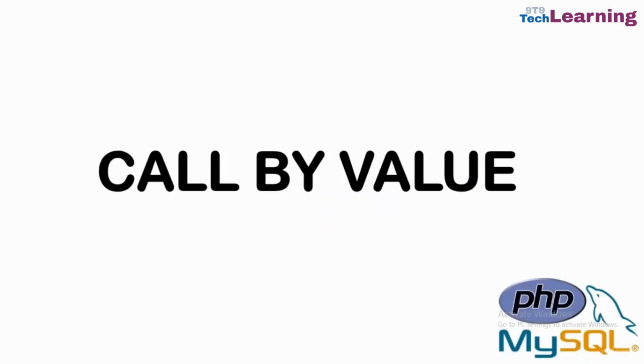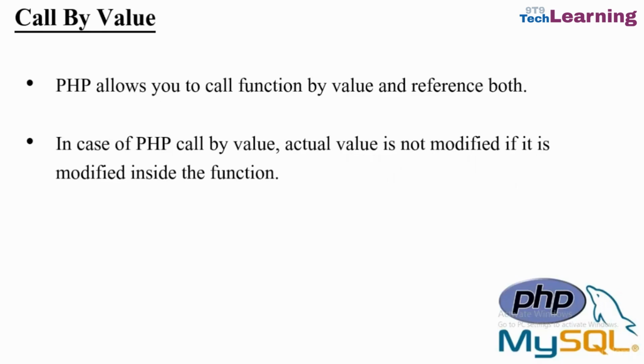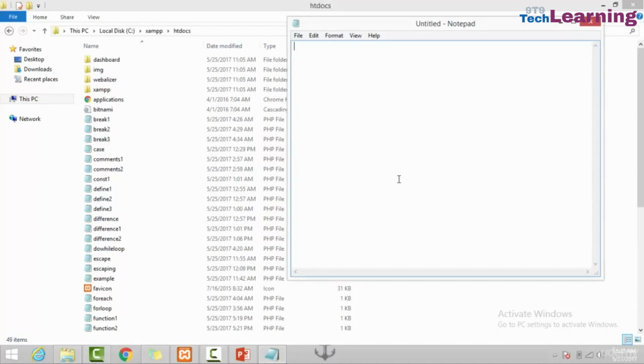This video is about call by value. PHP allows you to call a function by value and by reference both. In case of PHP call by value, the actual value is not modified if it is modified inside the function. Now let's see the example for call by value. I'll explain later, just see here.